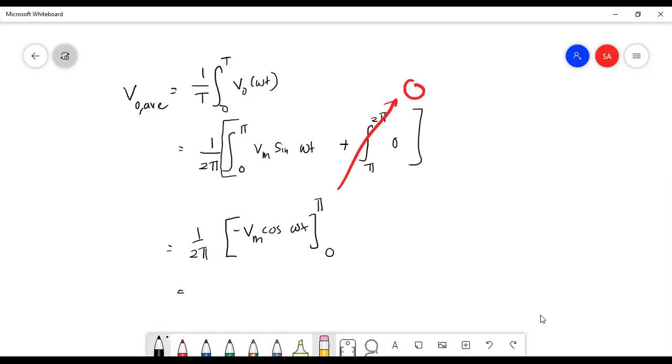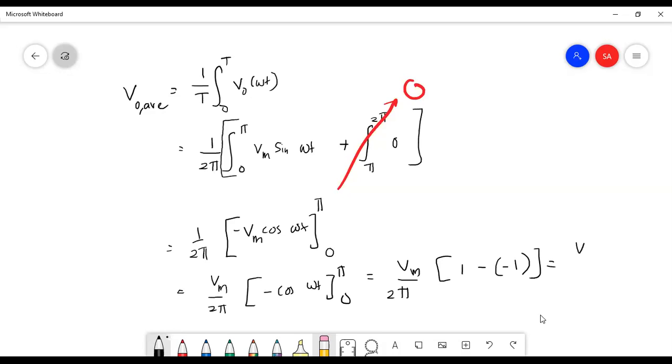And since Vm is a value that we know, we can factor it out, so Vm over 2π, and this one will become negative cos omega t, from π to 0. When we expand this, we get 1 minus negative 1. So we have finally derived that the Vout average is Vm over π.